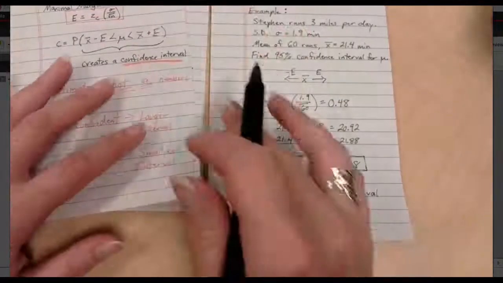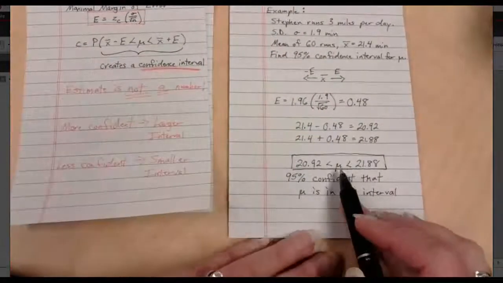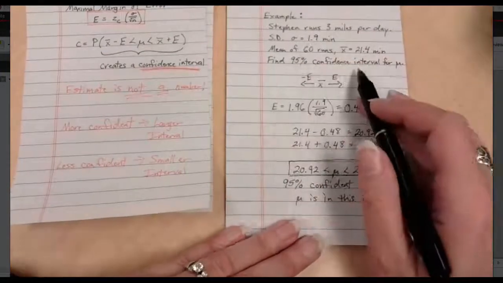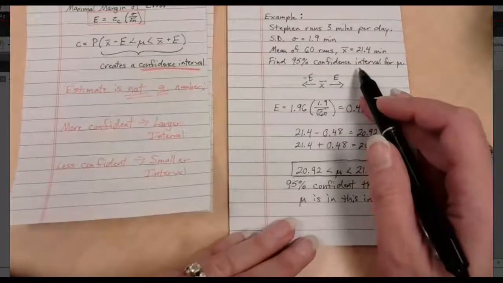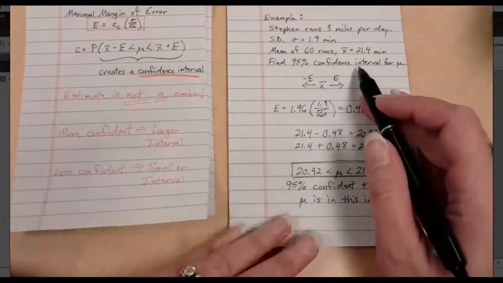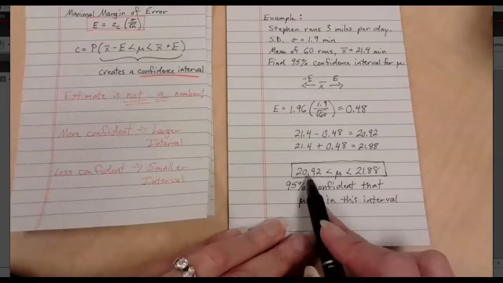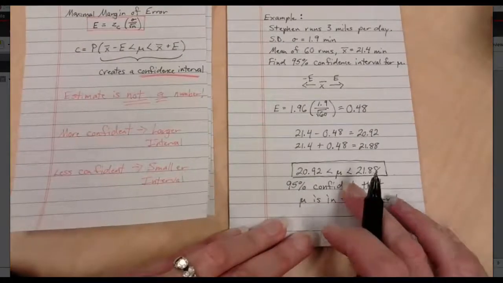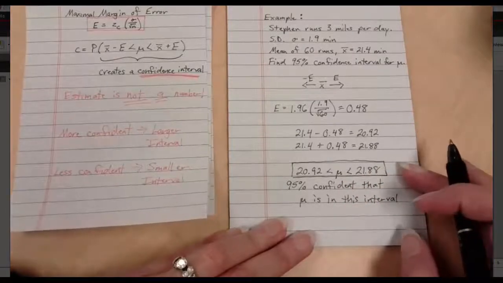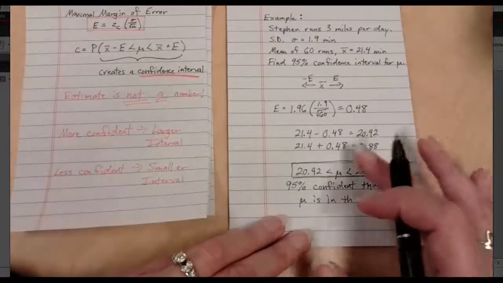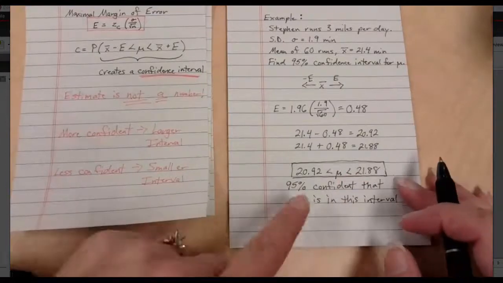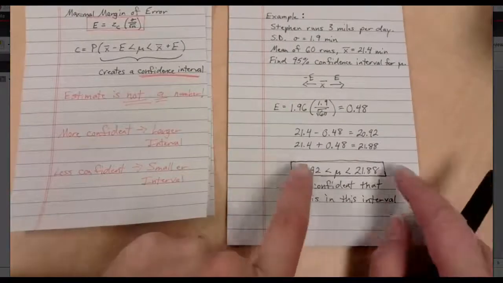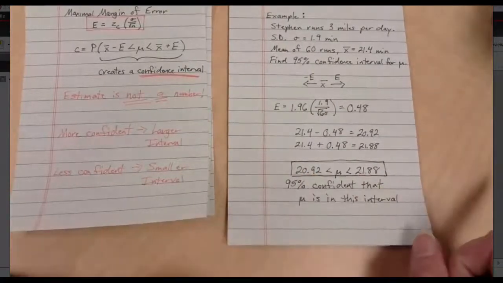Okay, so I am 95% confident that the mean runtime for all of Stephen's runs in his entire life, I don't know, he probably started running when he was older than a toddler, is going to be between 20.92 minutes and 21.88 minutes. That is my estimate. That is my answer. That is my confidence interval. It is not a number. It is an interval. If I wanted to be more confident, these numbers would be farther out. If I wanted to be less confident, these numbers would be farther in.